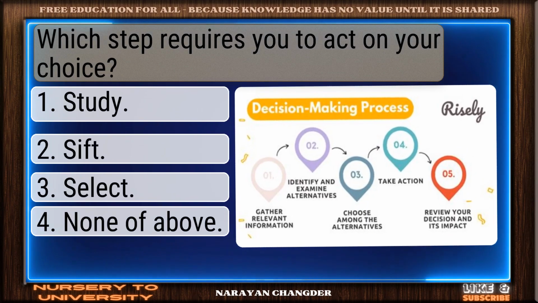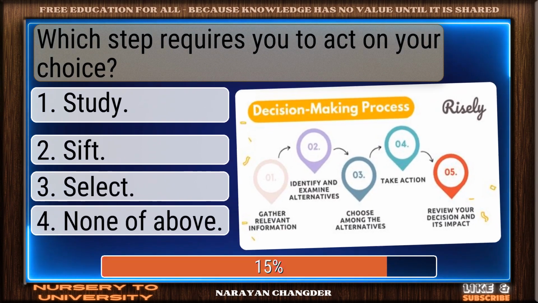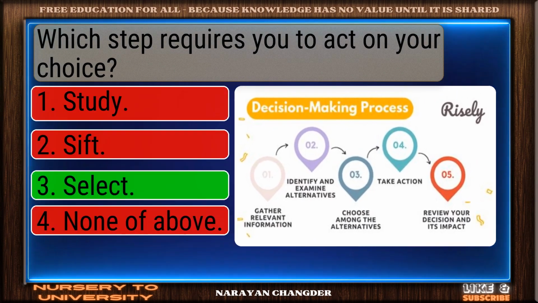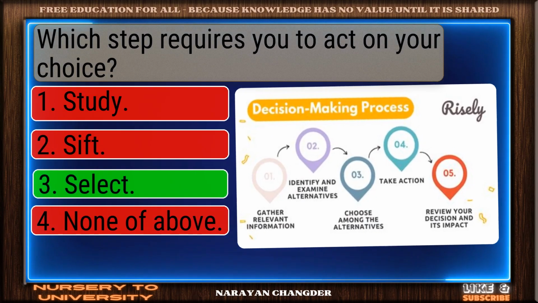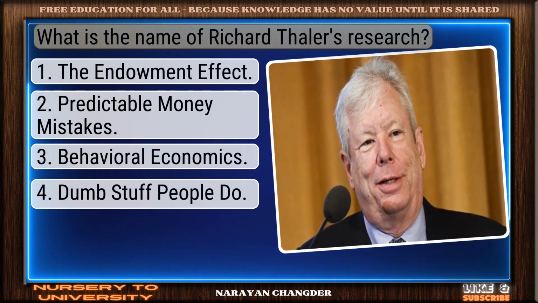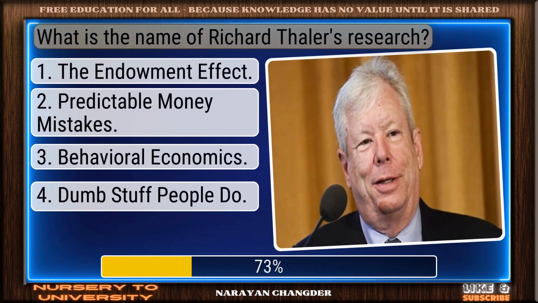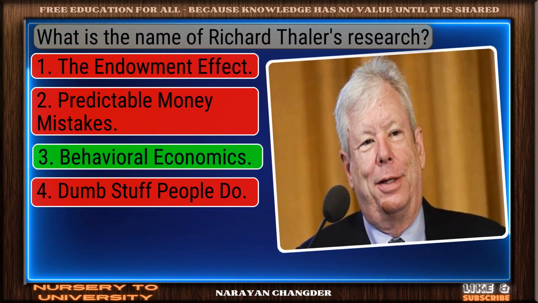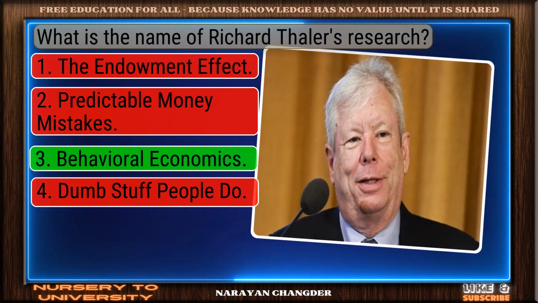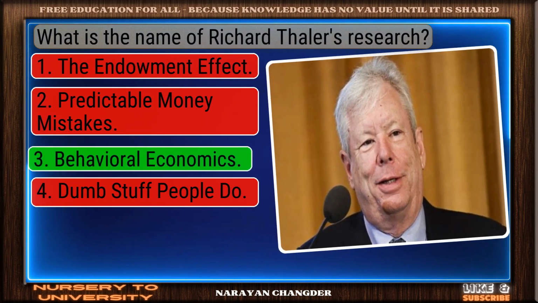Which step requires you to act on your choice? You chose select, and it is correct. What is the name of Richard Thaler's research? Great thinking. Behavioral economics is the right choice.